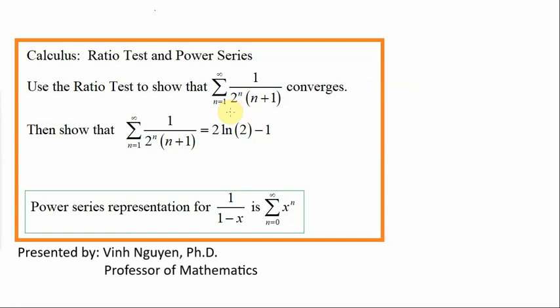In this video, I want to show that this series converges by the ratio test, and then I want to show that it converges to 2 times the natural log of 2 minus 1.